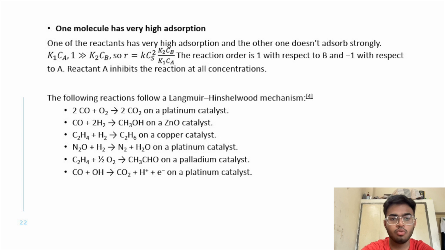And the last case is where one molecule has very high adsorption. One of the reactants has very high adsorption and the other doesn't adsorb strongly. Therefore, K1 times concentration of A and 1 are greater than K2 times concentration of B. So the rate expression simplifies as R is equal to K times concentration of S squared times K2 times concentration of B upon K1 times concentration of A. The reaction order is 1 with respect to B and minus 1 with respect to A. Reactant A again inhibits the reaction at all concentrations.